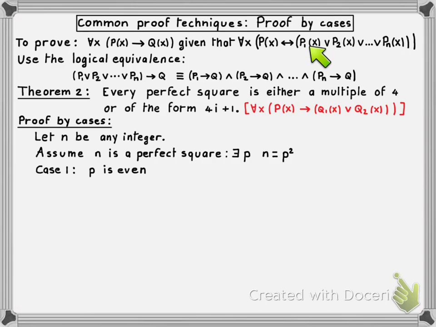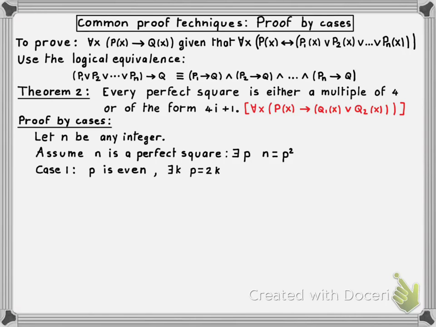The first case is that x, so here p of x means x is a perfect square. So it's the square of some positive integer. We know that that's equivalent to x is a square of a positive odd integer, or x is a square of a positive even integer. And these are the 2 cases we're considering now. So again, n is the square of p, so it's a square of a positive integer, and let's assume that integer is even. So we are dealing with the first case where n is the square of a positive even integer. And from that, hopefully we'll be able to infer the conclusion q of x of our theorem.